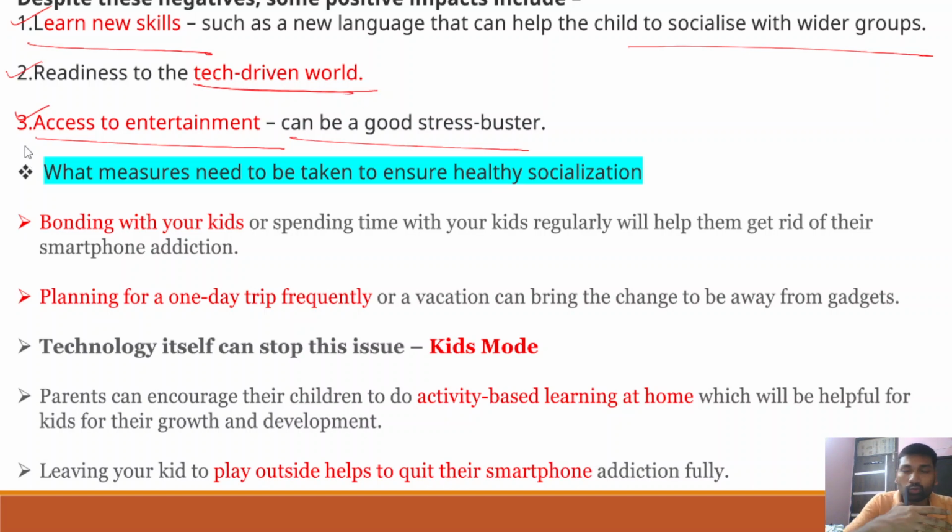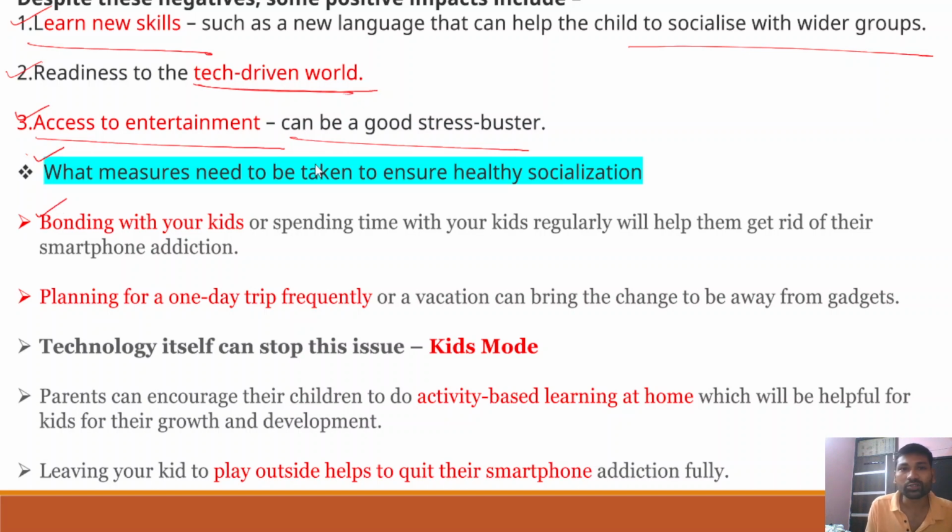So after discussing both negatives and positives of increasing mobile phone usage, you have to mention some measures that need to be taken to ensure healthy socialization among children. This is very important. You must mention those measures. Those measures include, firstly, bonding with the kids. Because of nuclear families and economic opportunities, there has been reduced social bonding between parents and family members. So it is very important that a bond be developed between parents and kids.